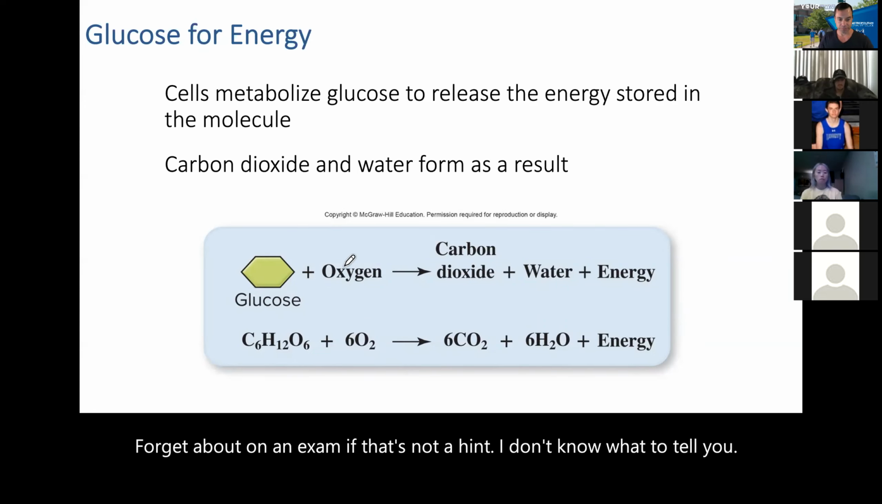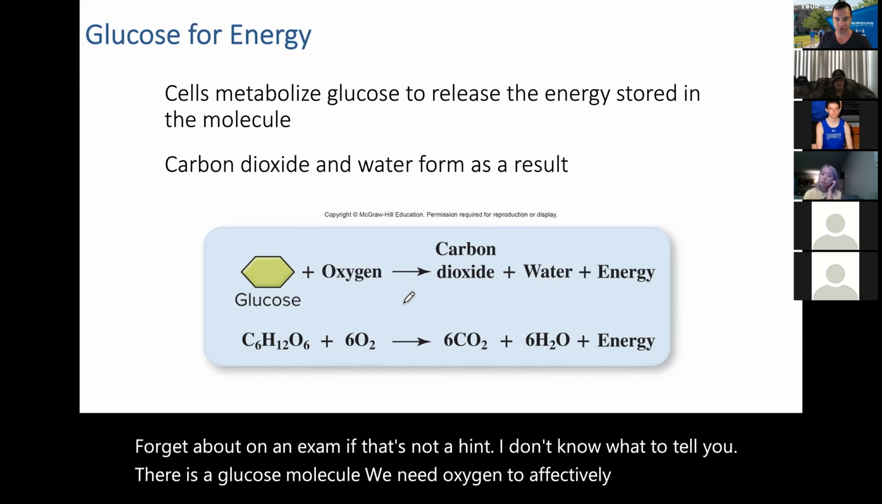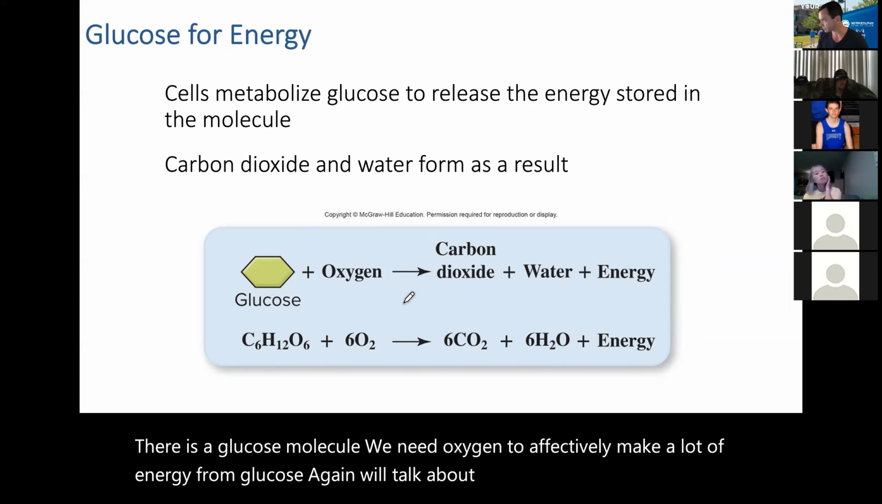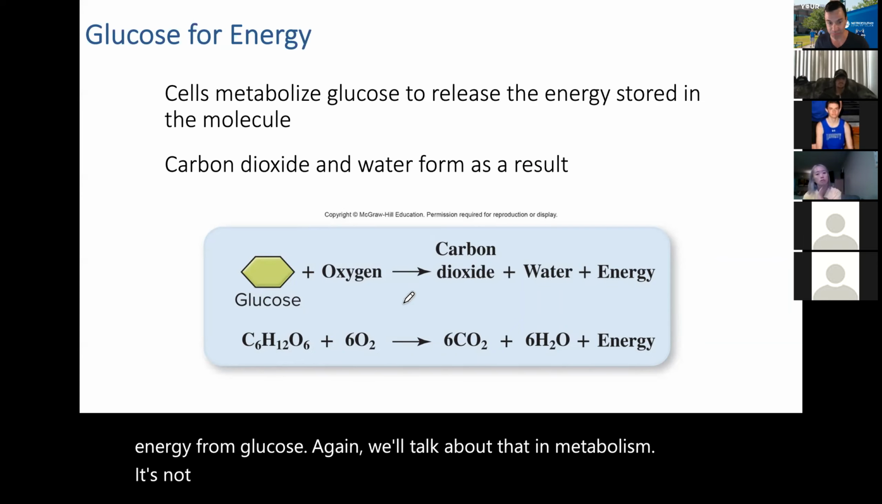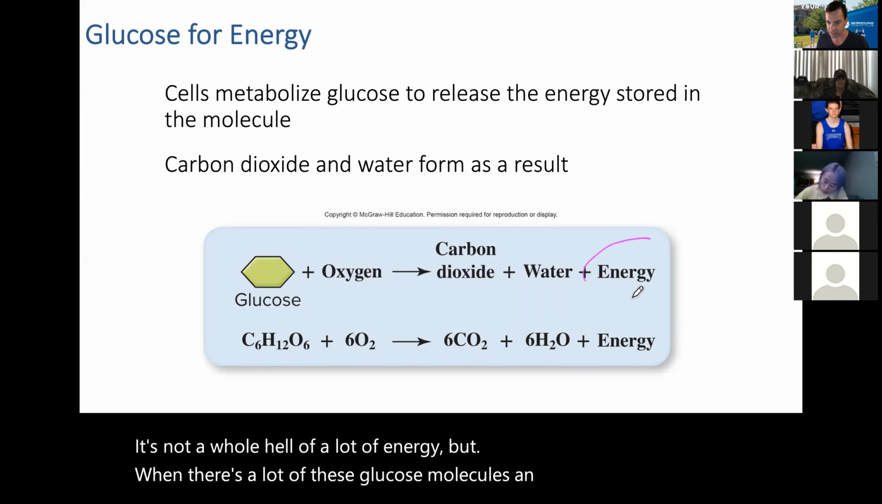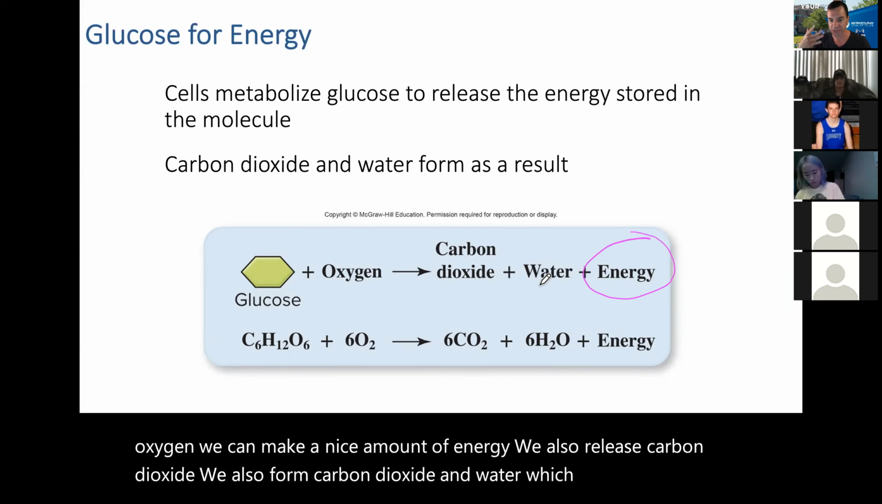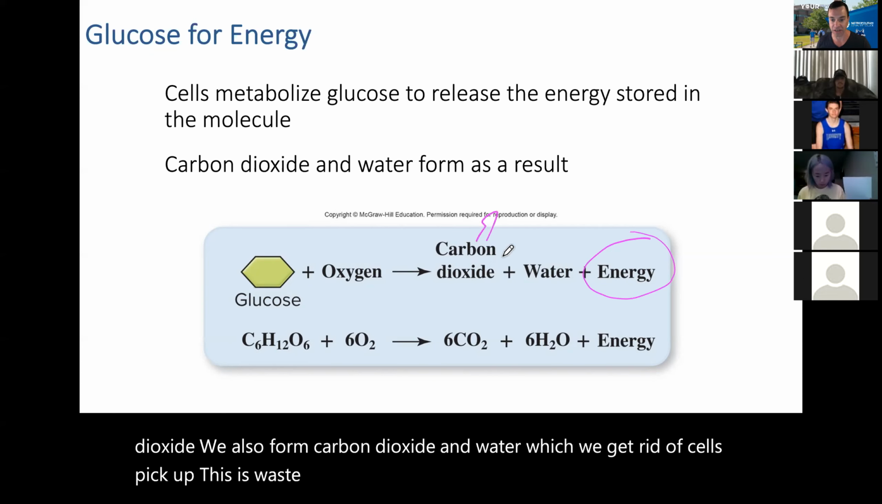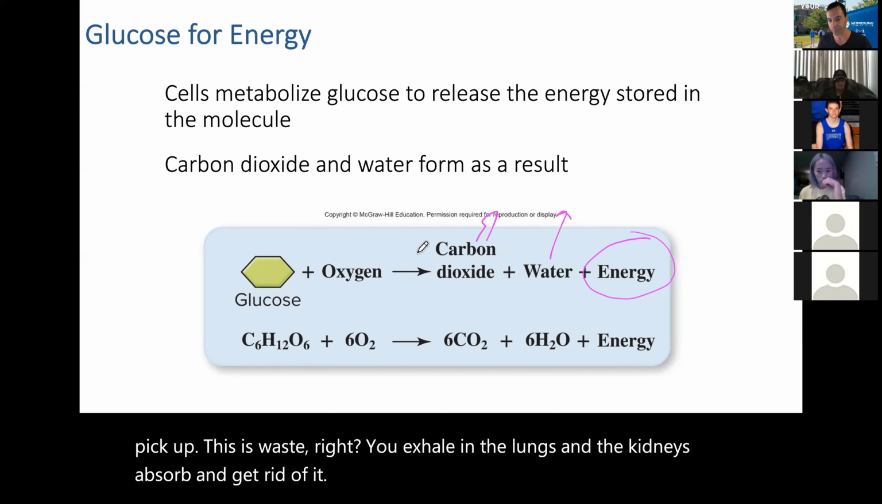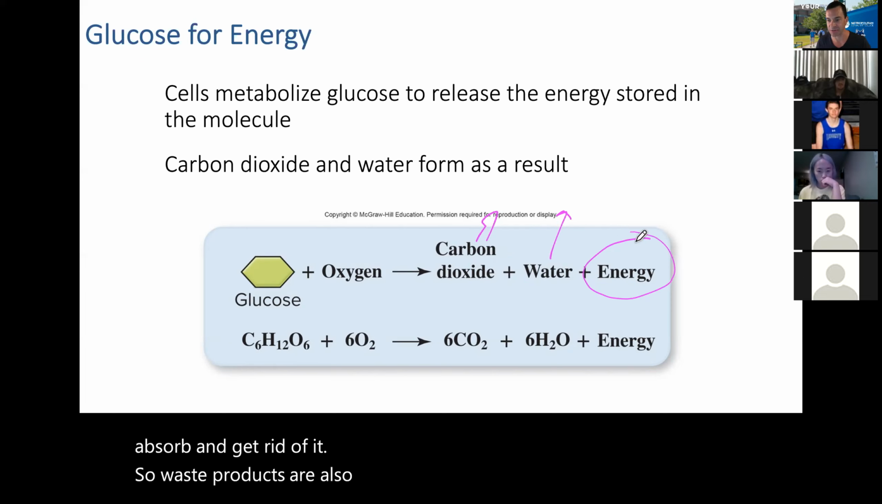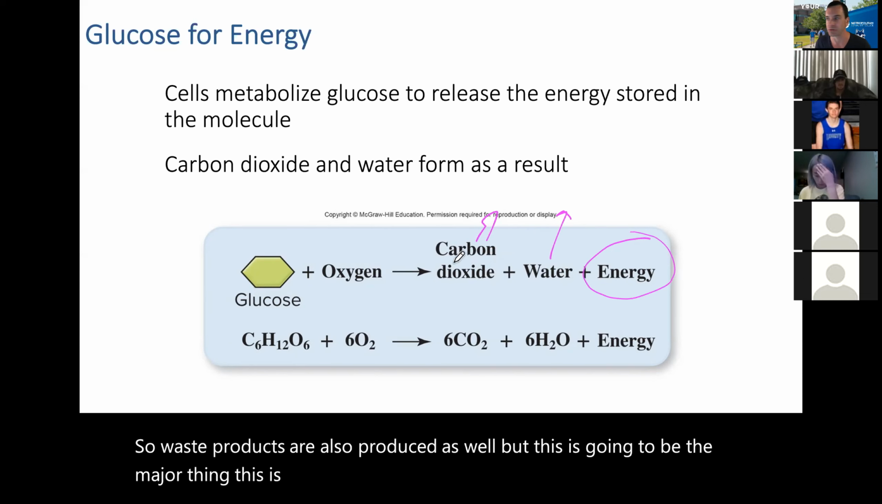There's your glucose molecule. We need oxygen to effectively make a lot of energy from glucose. Again, we'll talk about that in metabolism. It's not a whole lot of energy per molecule, but when there are a lot of these glucose molecules and a sufficient amount of oxygen, we can make a nice amount of energy. We also form carbon dioxide and water, which we get rid of. This is waste, right? You exhale it in the lungs and the kidneys get rid of it. So waste products are also produced as well. But this is going to be the major thing. This is what we're going to be talking about in chapter 8 when we look at metabolism.